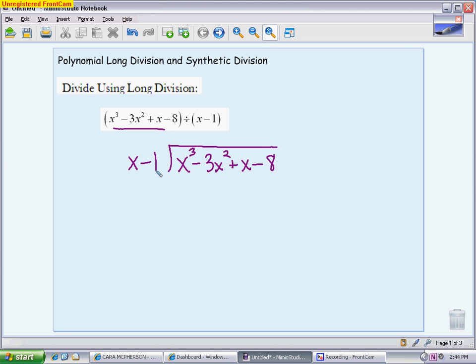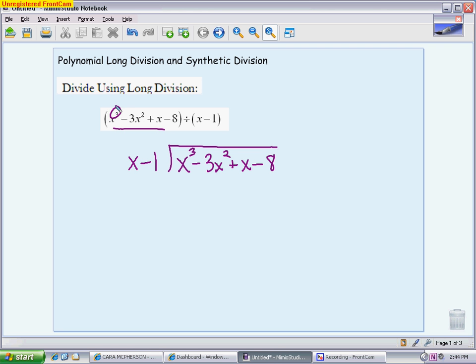A couple things to keep in mind. If you're missing any terms, what I mean by that is this has a cubic, a third degree, and then it goes down. You should then have something to the second power, and then to the first power, and the constant. If you are missing any of those, you want to keep a 0 as a placeholder. That doesn't happen in this one. It will in the next one we talk about.